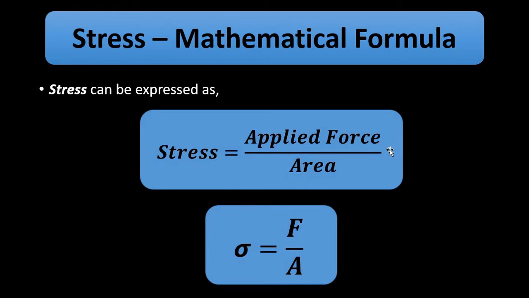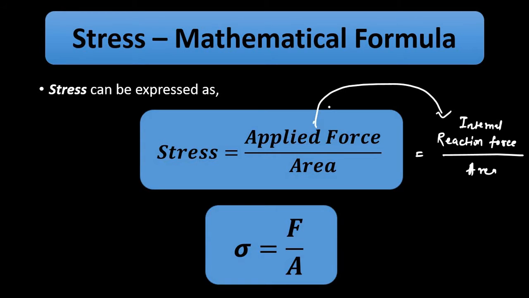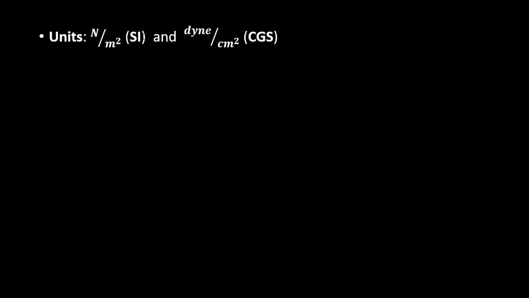You can write it as the applied force, or you can write it as the internal reaction force, divided by area. Both are the same because the externally applied force and the internal reaction force are the same in terms of magnitude. It is sigma, which is equal to force by area, and that is Newton per meter square in terms of SI and Dyne per centimeter square in terms of CGS.